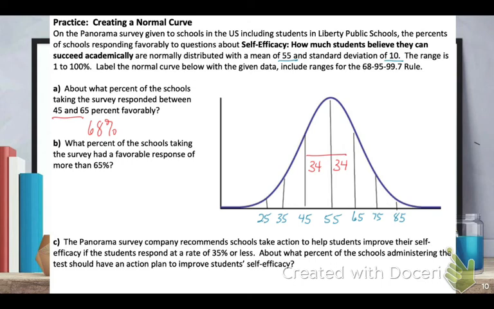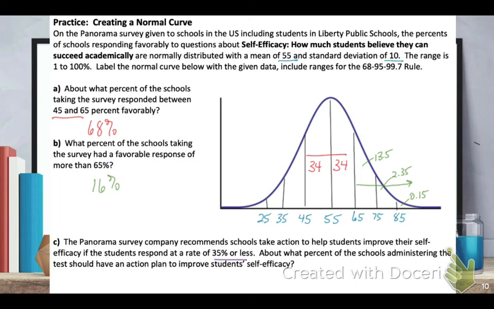And then B says, what percent of the schools taking the survey had a favorable response of more than 65%? So that would be to the right. And so that would be 13.5% of the data, 2 and 3500ths, and 1500ths. So if we add all that up together, that is 16%.